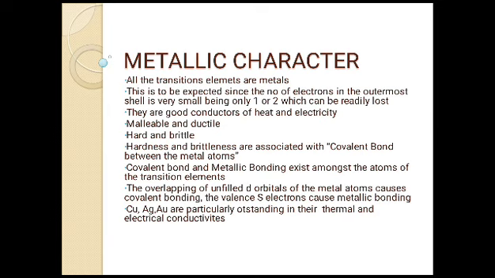They differ from non-transition metals in being hard and brittle. Mercury is an exception. Hardness and brittleness are associated with covalent bonds between the metal atoms, but metallic bonds cannot be denied because these are good conductors of heat and electricity. Covalent and metallic bonding exist among the atoms of the transition elements: the overlapping of unfilled d orbitals of the metal atoms causes covalent bonding, and the valence s electrons cause metallic bonding. Copper, silver, and gold are particularly outstanding in their thermal and electrical conductivities.